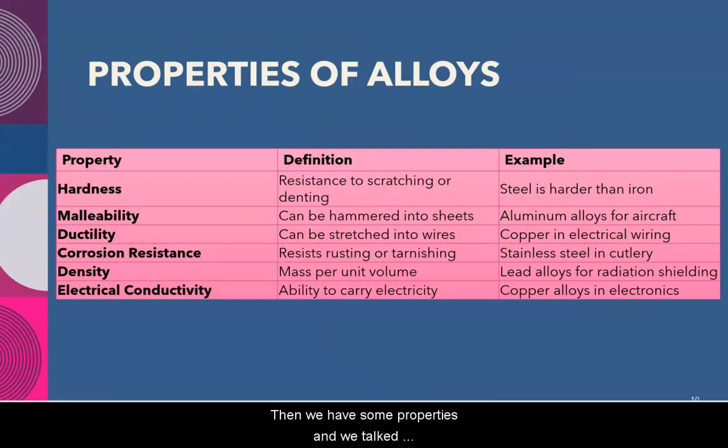Then we have some properties, and we talked about some of these earlier. So hardness is the resistance to scratching or denting. Malleability, which can be hammered into sheets. We have ductility, which means it can be stretched into wires. So think of copper wire and electrical wiring. Corrosion resistance, which will resist rusting or tarnishing. Then you have density, which is really important because things that are more dense might be more protective, and this is mass per unit volume, so mass over volume. And electrical conductivity is the ability to carry electricity.